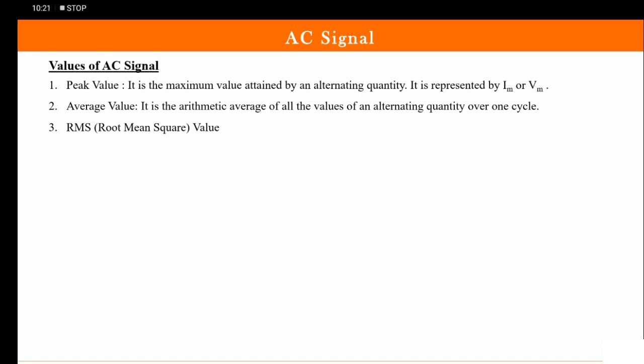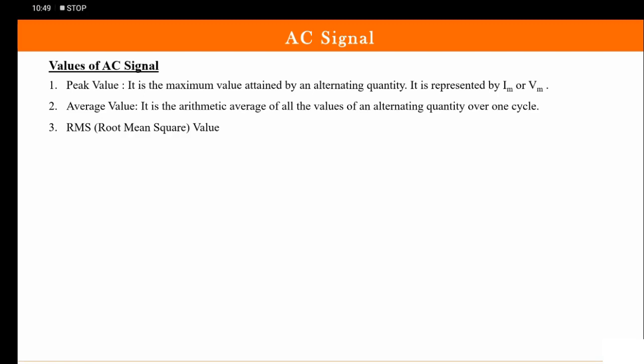So we have a value called peak value. What do you mean by peak value? Peak value is the maximum value which is attained by an alternating quantity. It is represented by Im or Vm. We have earlier seen that, isn't it, in the waveform? Yes. So the new terminology is the average value. Well, we are aware of the term called average value. I am talking about the AC signal. So what do you mean by that average value?